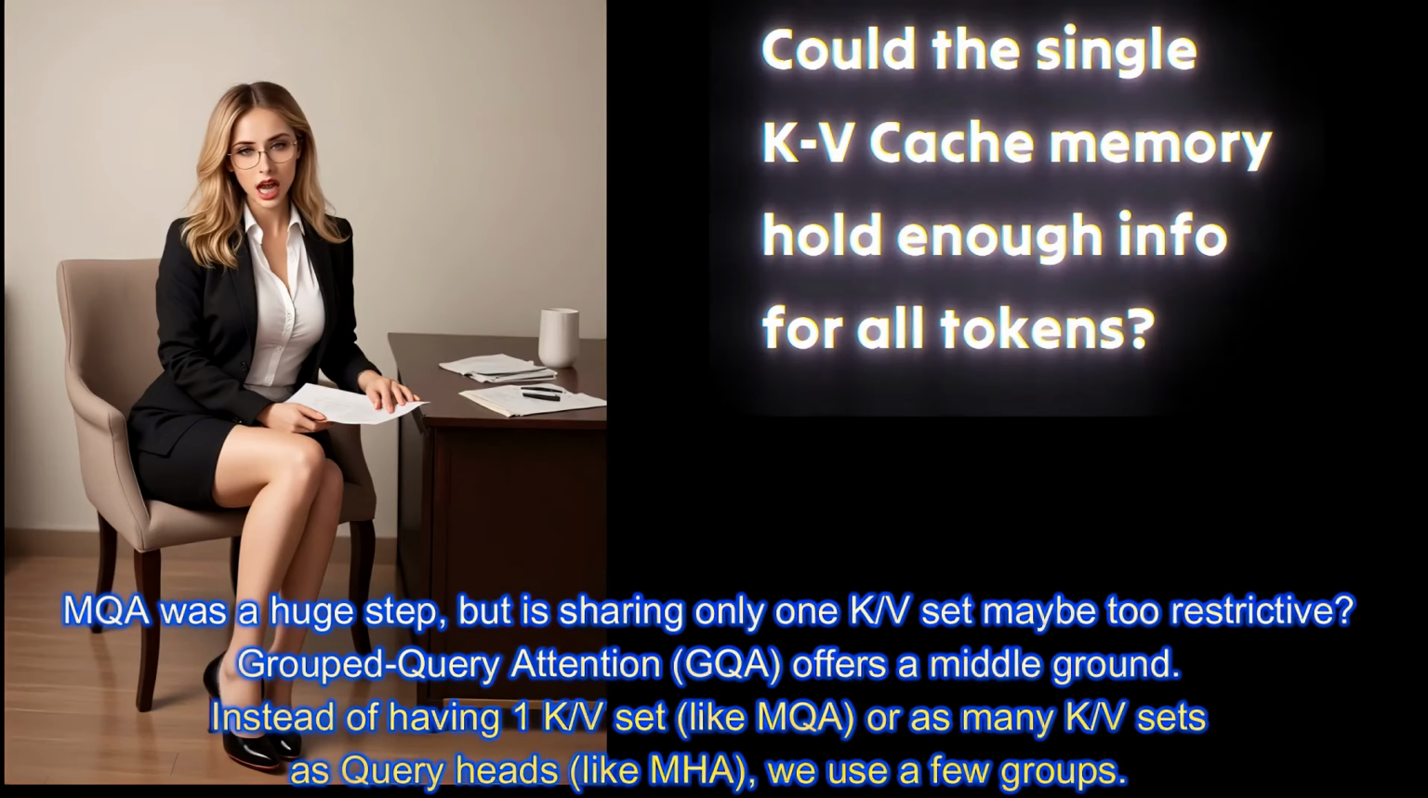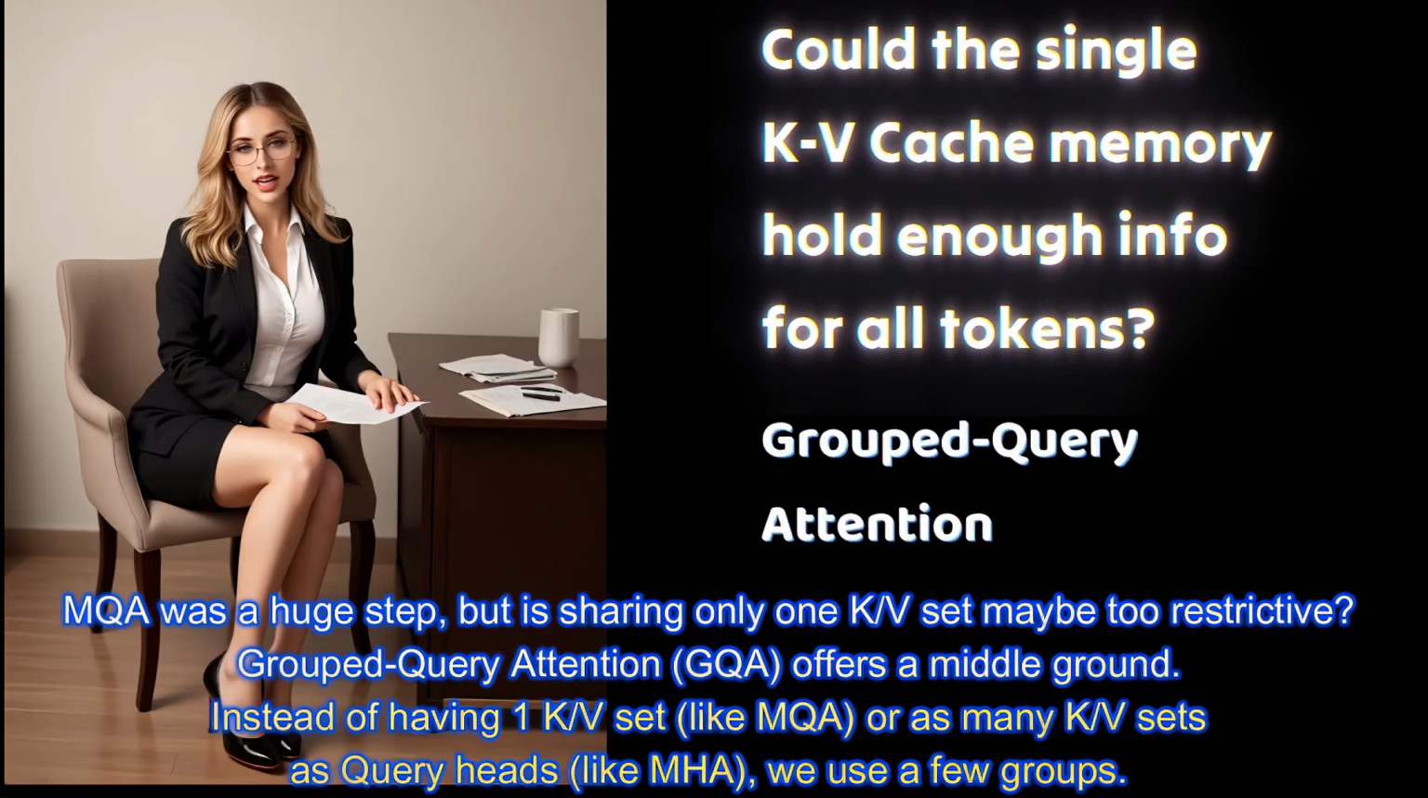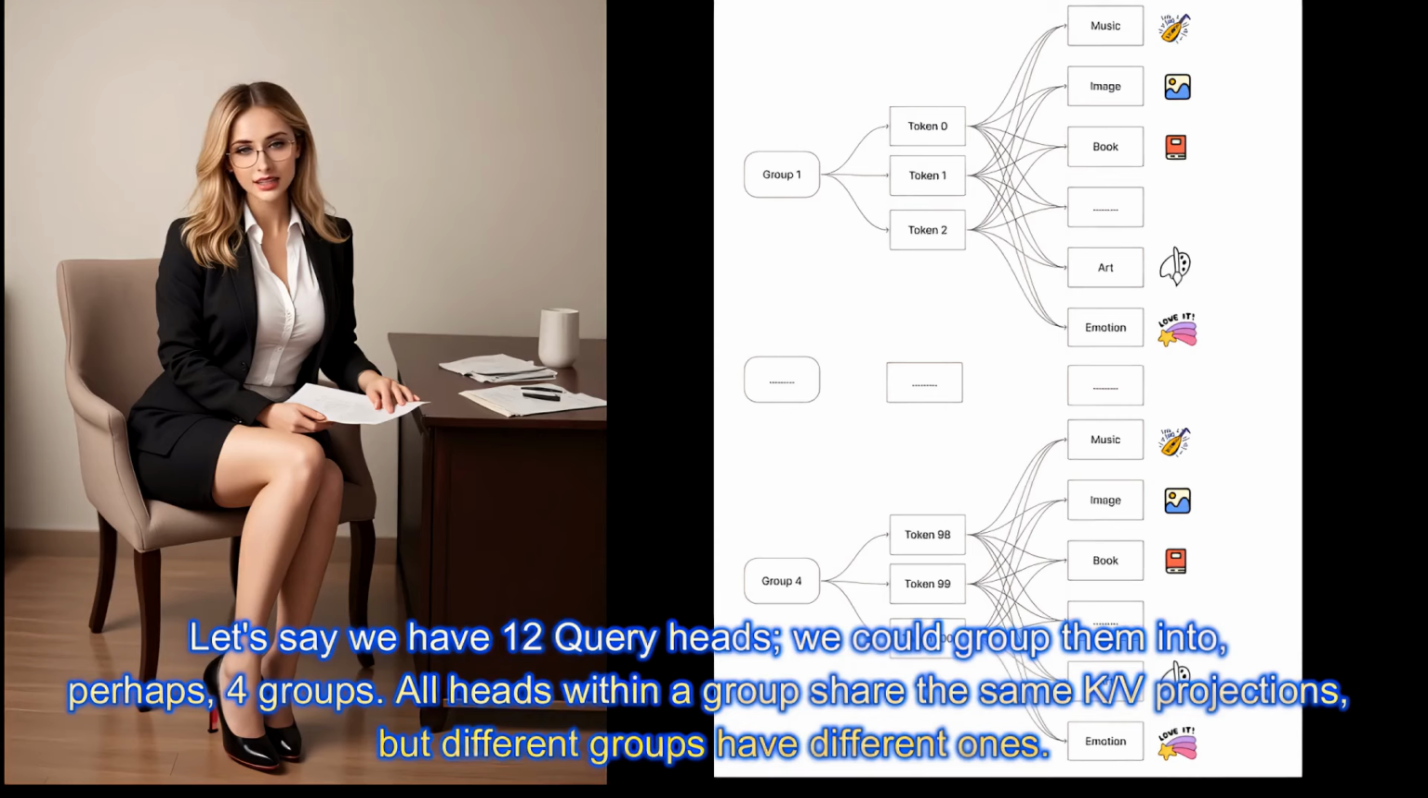MQA was a huge step, but as sharing only one KV set may be too restrictive, Grouped Query Attention, or GQA, offers a middle ground. Instead of having one KV set, like MQA, or as many KV sets as query heads, like MHA, we use a few groups. Let's say we have 12 query heads. We could group them into perhaps 4 groups. All heads within a group share the same KV projections, but different groups have different ones.